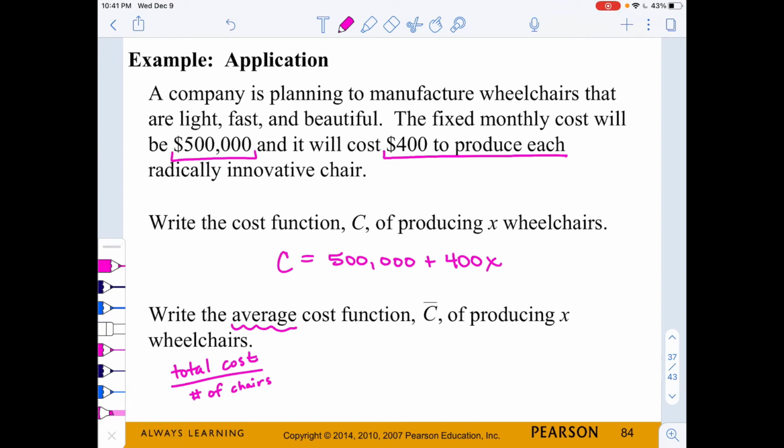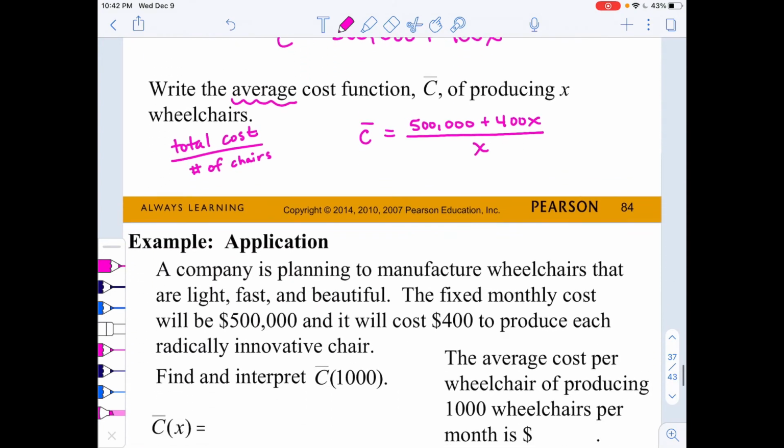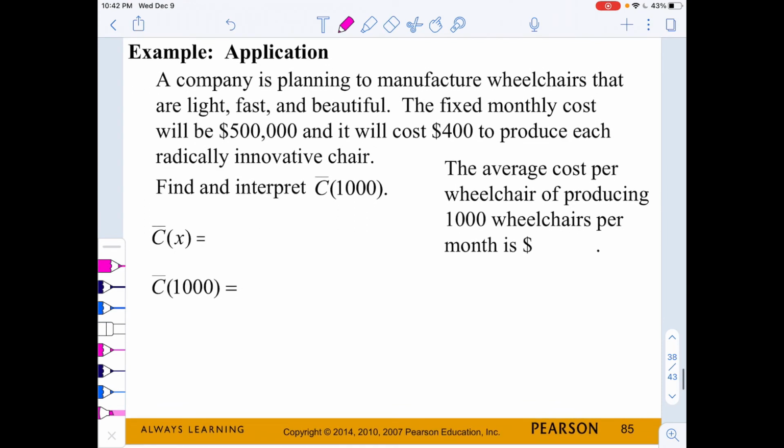Well, the total cost we already found with our cost function. So our C bar is going to equal the total cost, what we found up on this last one up there, that 500,000 plus the 400x. But now we are going to take that and divide it by the number of chairs we have. That's going to tell us the cost per chair because we're factoring in that extra $500,000 cost. So we're going to use this to continue on with the next part.